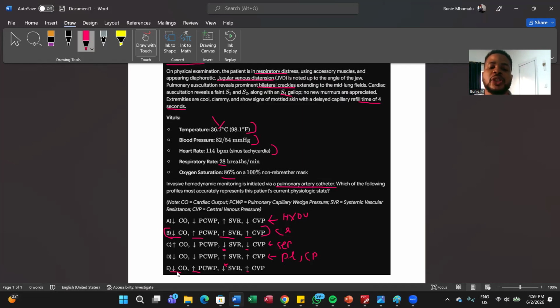Then E, we have reduced cardiac output, increased PCW, reduced SVR, increased CVP, very similar to our B. The only difference is that the body isn't able to compensate through vasoconstriction. So that's a lack of a neurohumoral response. For some reason, the adrenergic receptor alpha-1 is not responsive. This is classic for neurogenic shock.